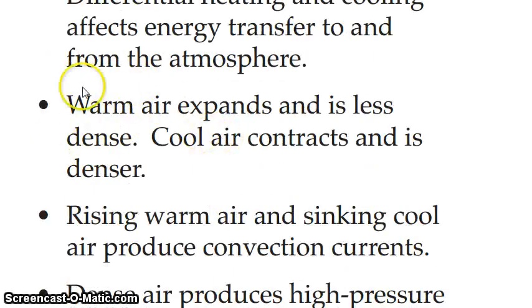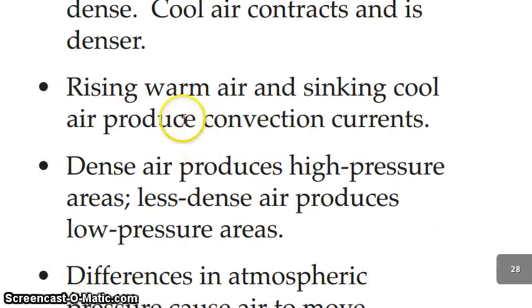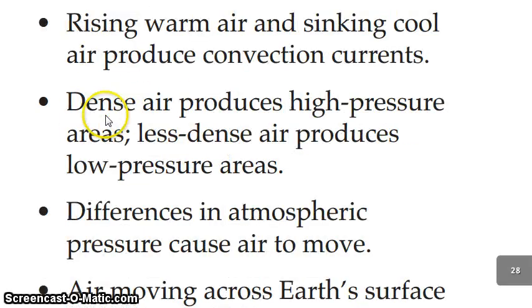For instance here, as warm air expands, it becomes less dense, and cool air is going to be denser and heavier. Warm air is going to rise, and sinking cool air is going to produce convection currents. So again, that cycle between warm air rising and cool air sinking, which we talked about a few sections previous. The denser air is going to produce high pressure systems, and less dense air is going to produce low pressure areas or low pressure systems.